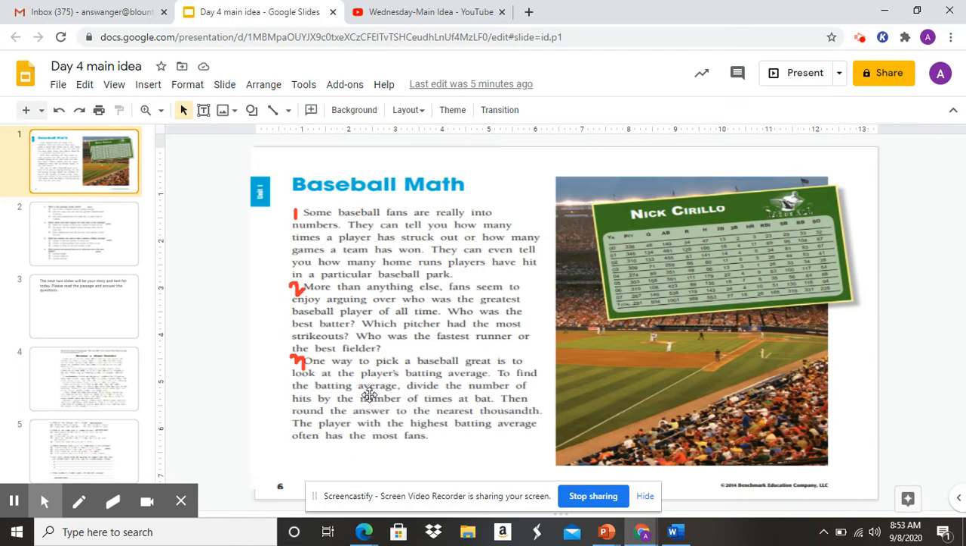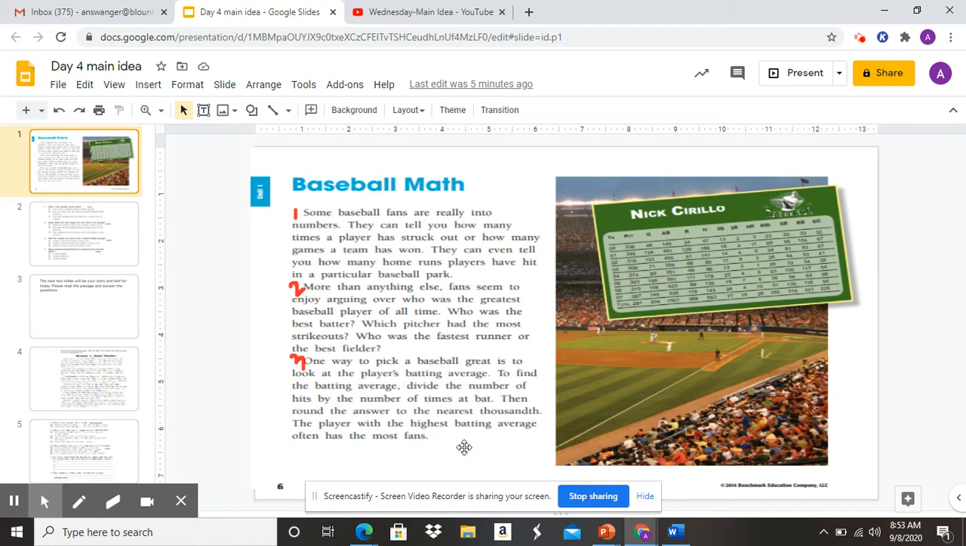To find the batting average, divide the number of hits by the number of times at bat. Then round the answer to the nearest thousandth. The player with the highest batting average often has the most fans. So again, I'm talking about numbers.